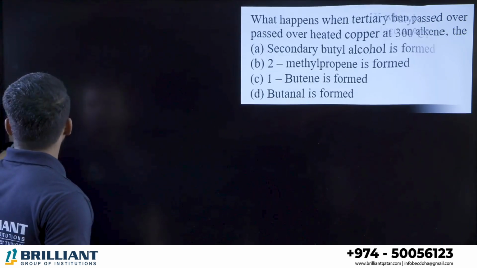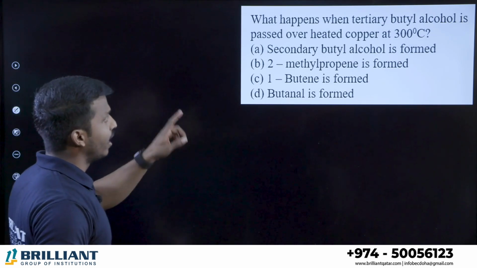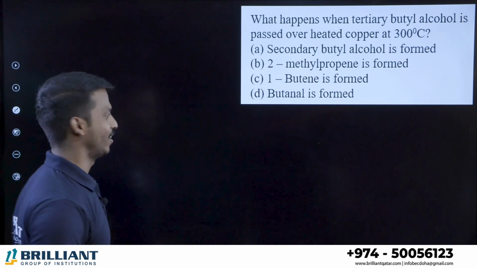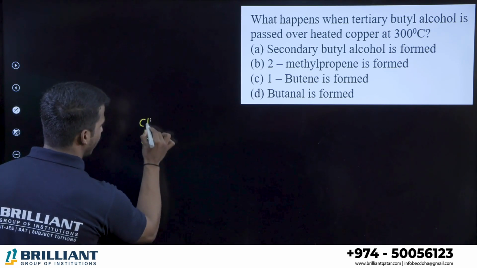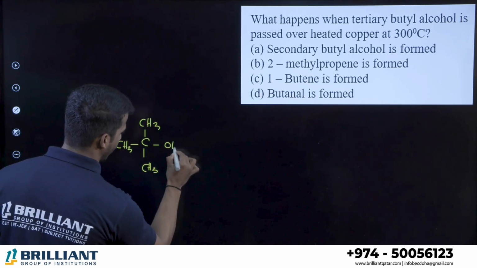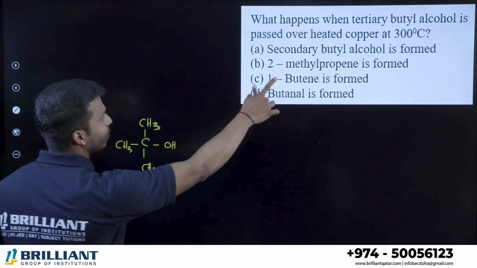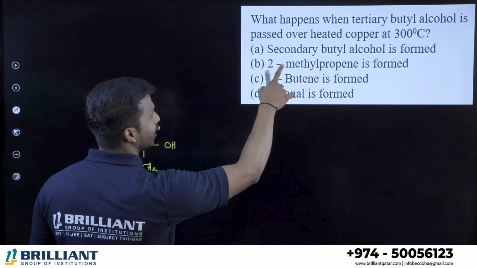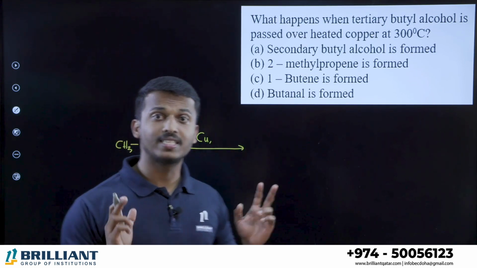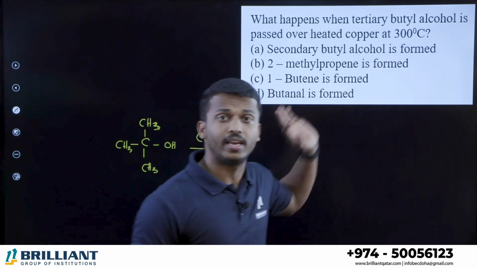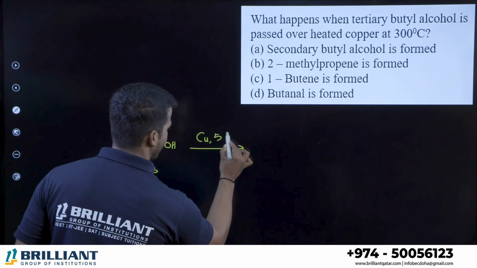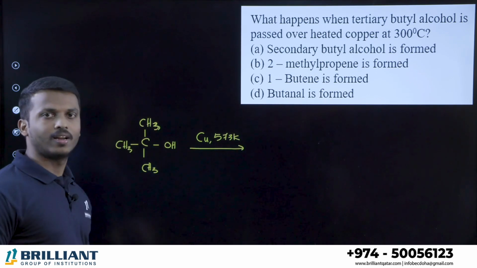Here we have, what happens when tertiary butyl alcohol is treated with copper? This is the reaction. Okay, what is tertiary butyl alcohol? This is the one, right? This is the tertiary butyl alcohol. It is reacting with what? Passed over heated copper. At what temperature are we normally carrying this out? 573 Kelvin. Yeah, 300 degrees Celsius plus 273 equals 573 Kelvin. We can write the dehydration.